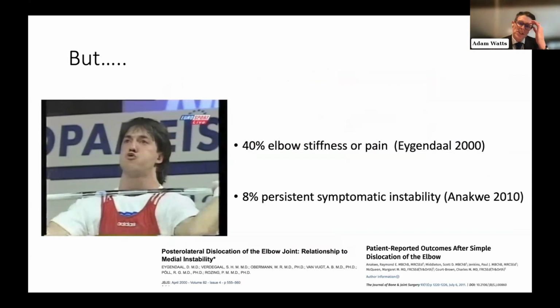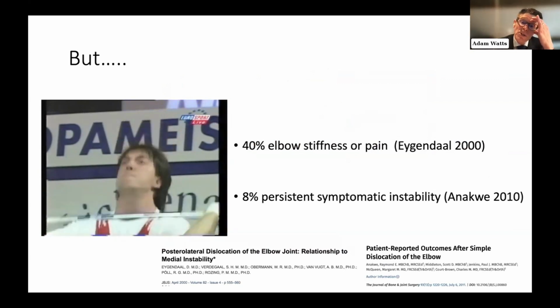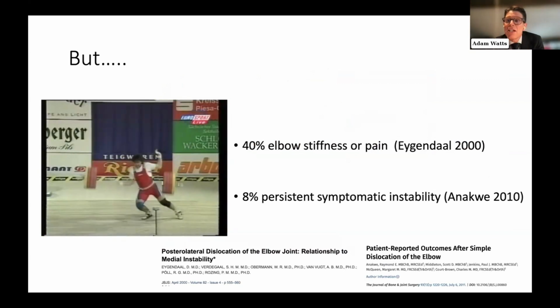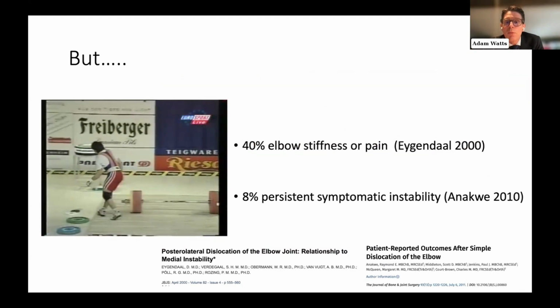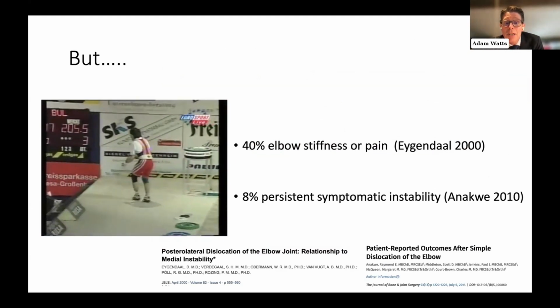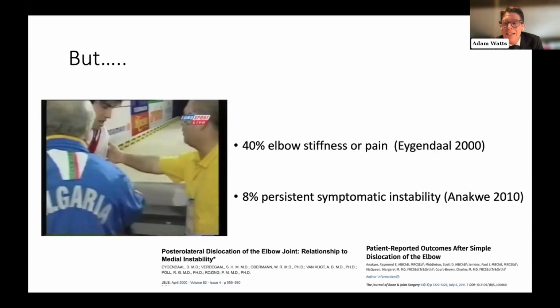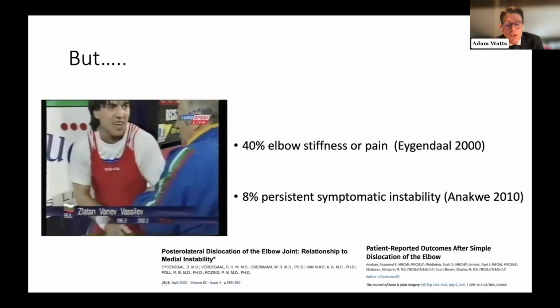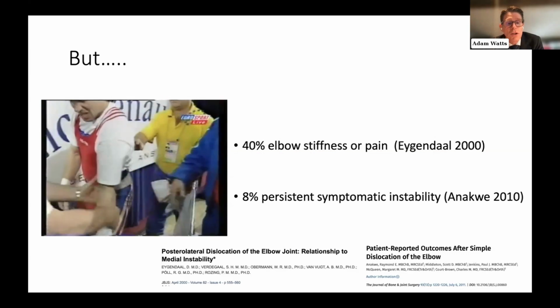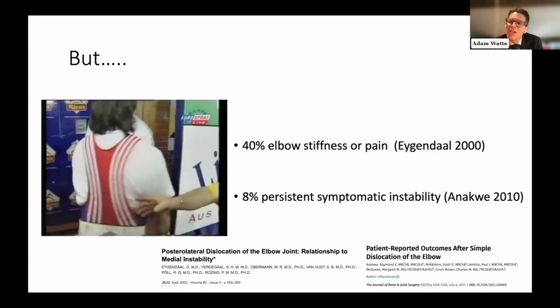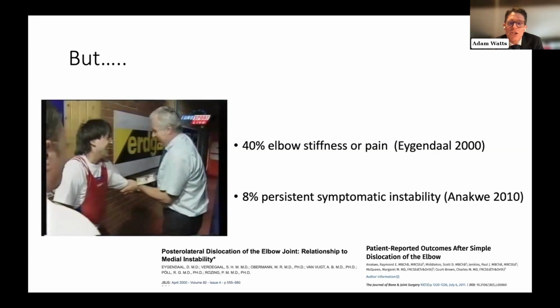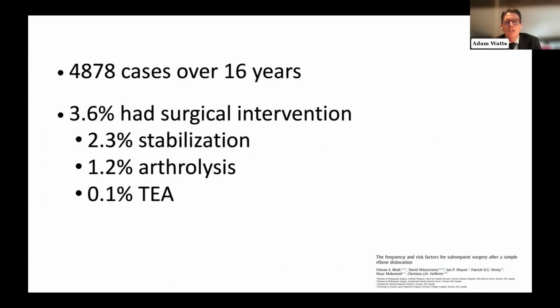If we look deeper into the literature, we can see that about 40% of simple elbow dislocations go on to have persistent elbow stiffness and pain, and about 1 in 10 patients go on to persistent symptomatic instability when we ask them about their symptoms in the long term. So maybe that non-surgical management is not quite as simple, and we need to try and get a better understanding of the injury that we're faced with.